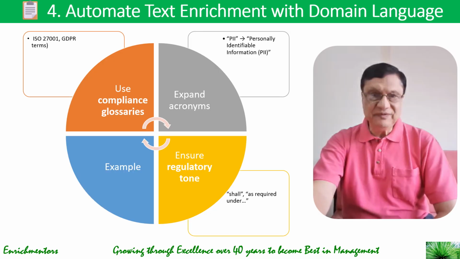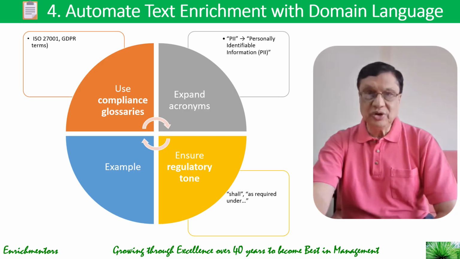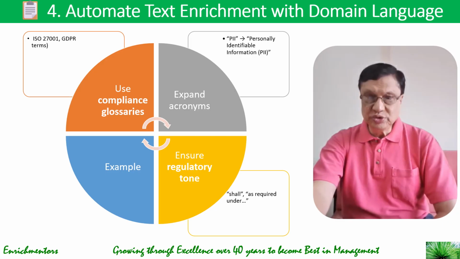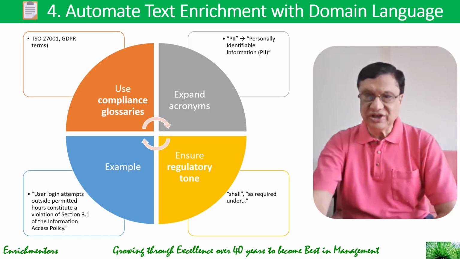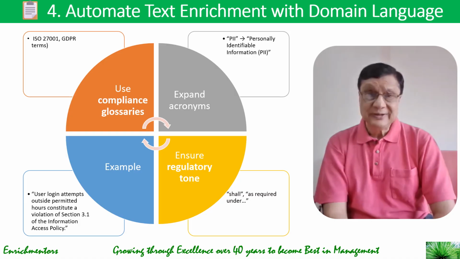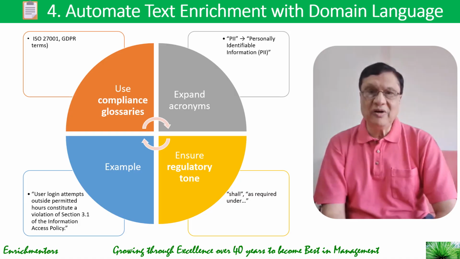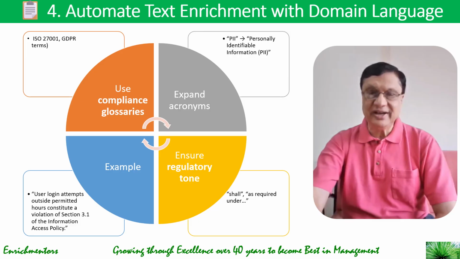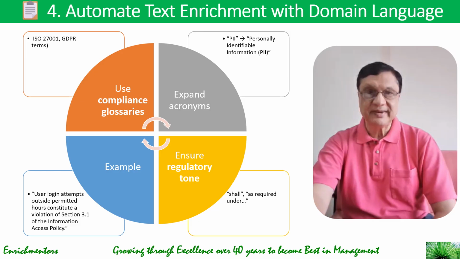And an example of this would be that NLG doing the text enrichment and reporting that user login attempts outside permitted hours constitute a violation of the section 3.1 of the information access policy. So this is a good example of a text enrichment with the domain language and NLG generating such a report.